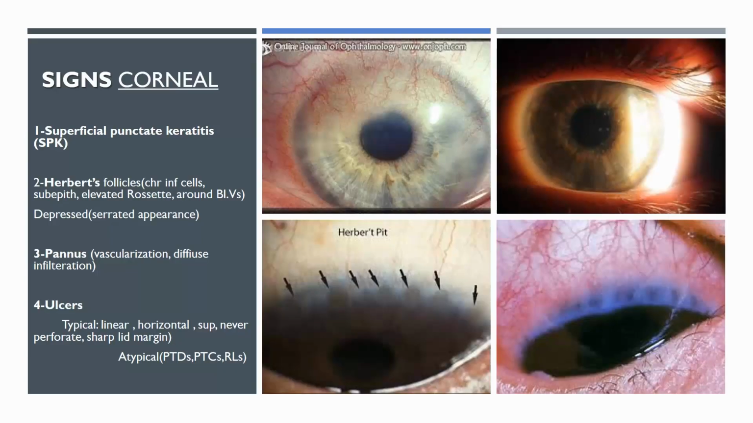For the cornea, it starts with superficial punctate keratitis, and then the infiltration can cause what are called Herbert's follicles, and we can see here the Herbert's follicles. Here we will be talking about the pannus, and here are the Herbert's follicles after resolution, and they turn into Herbert's pits. And it can cause pannus, and if untreated or complicated, it can cause corneal ulcer.